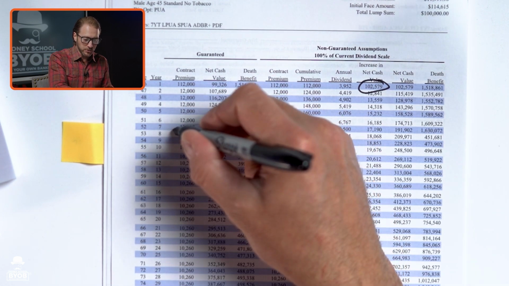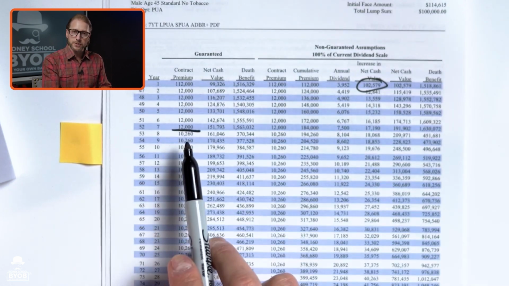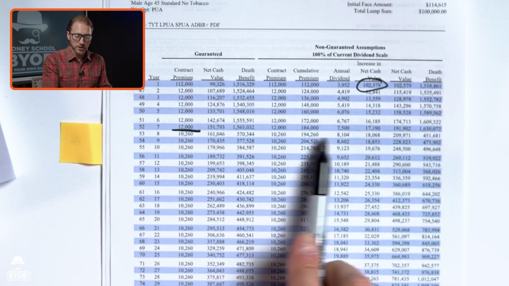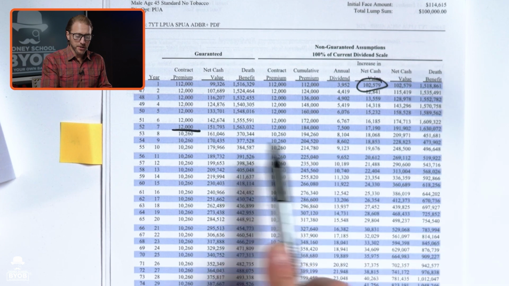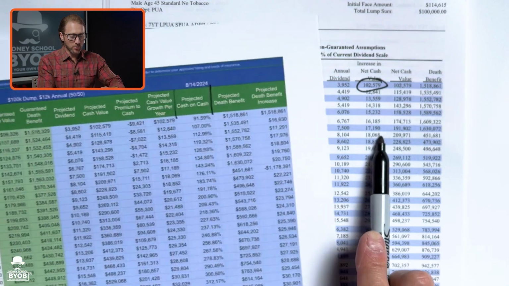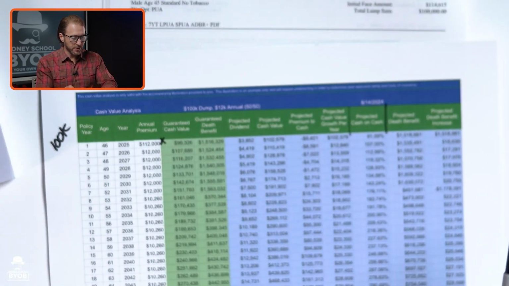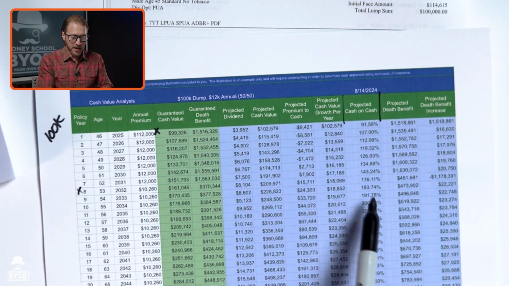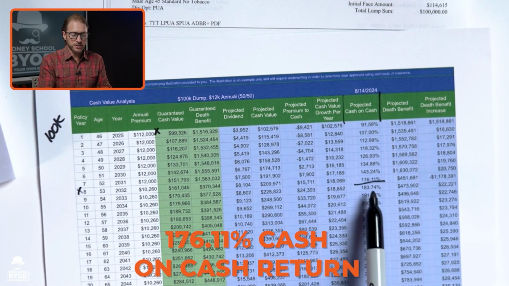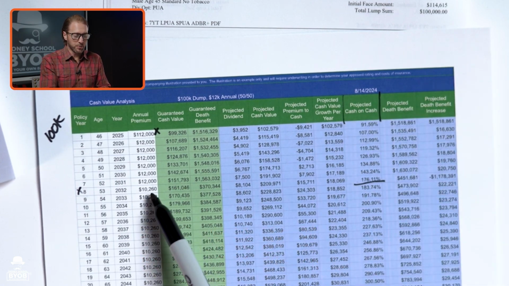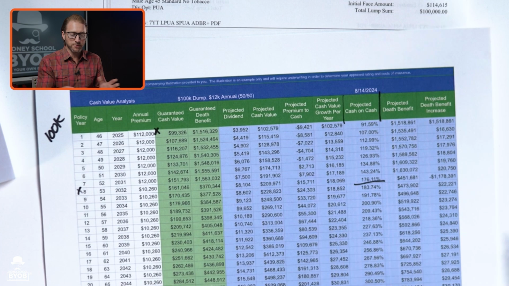But then we reduce in the 7th year because we drop the term. So because we drop the term, we go from 12 to 10,260, but now in the 8th year, you put 10,260 in, and you can take out 18,000. If we come over here, and we look at the 8th year on your cash value analysis, that means that's 176.11% cash on cash return. Because if you put 10,000 in and take 18,000 out, if you figured the net, that's your numbers.